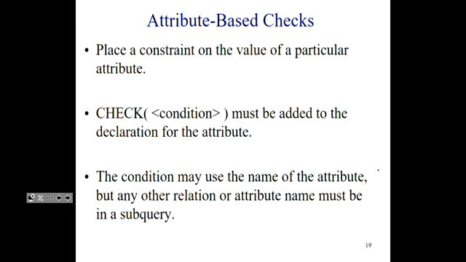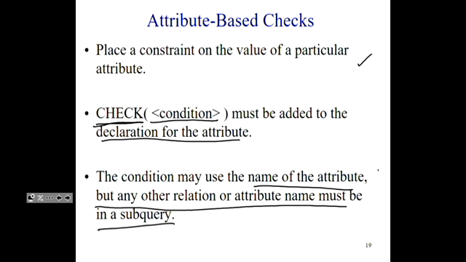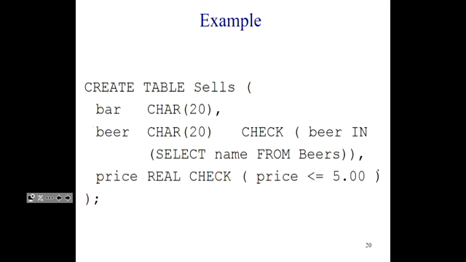So attribute-based checks allow you to place a constraint on the value of a specific attribute. You simply add a check and then, in parentheses, a condition, and this is added to the declaration of that attribute. This condition may use the name of the attribute, but any other relation or attribute name must be within a subquery, because the name of this attribute is uniquely determined by a tuple. Any other relation or attribute name is not supposed to be listed as part of that check. It must be within a subquery. So let's see what that means.